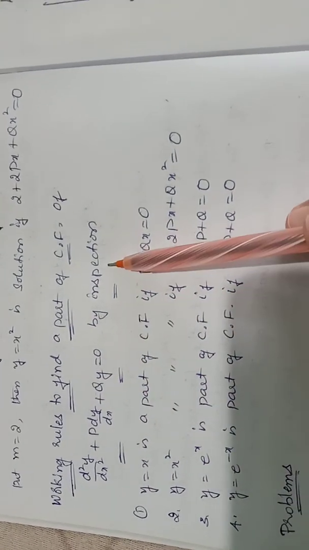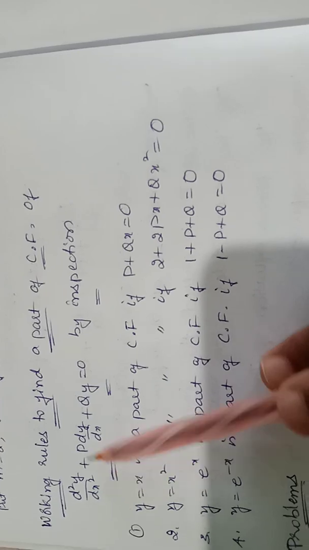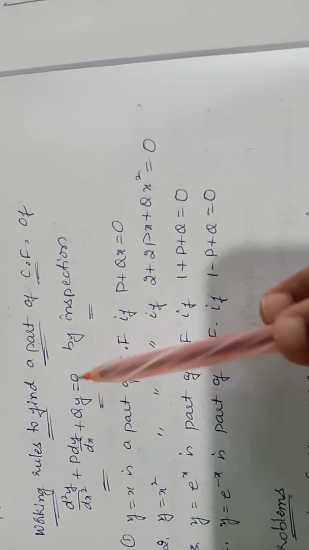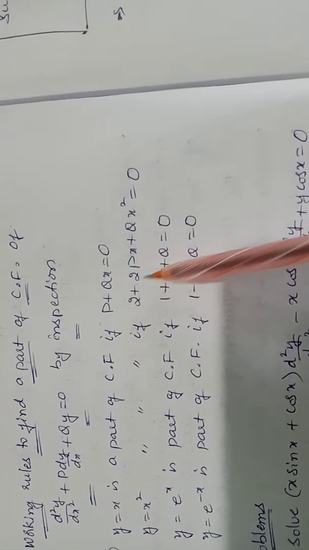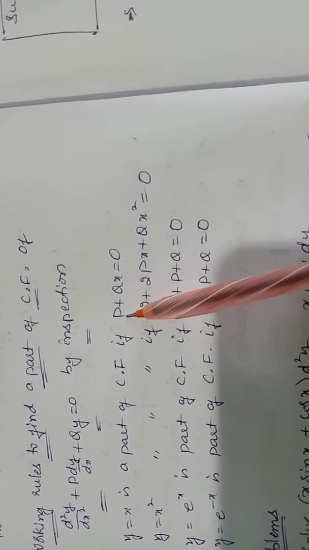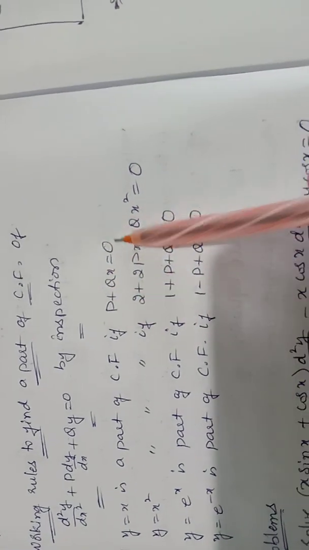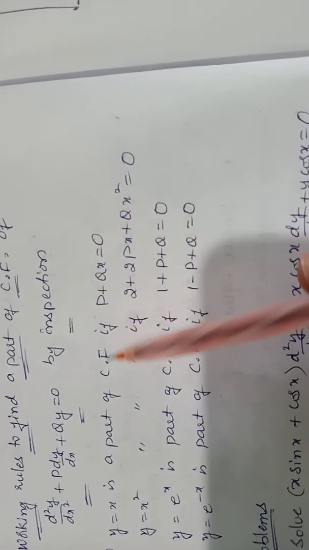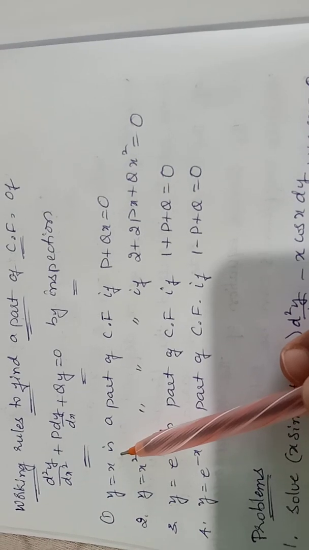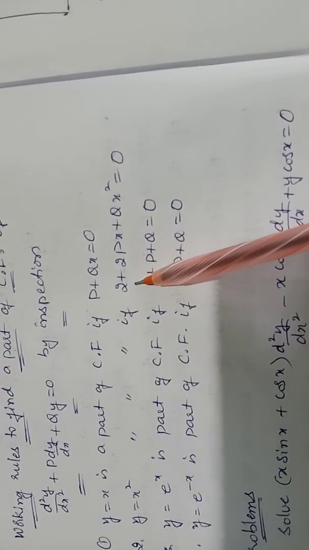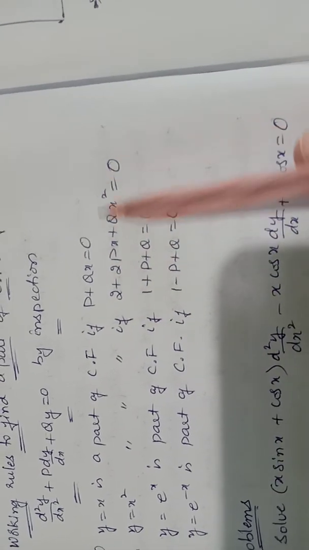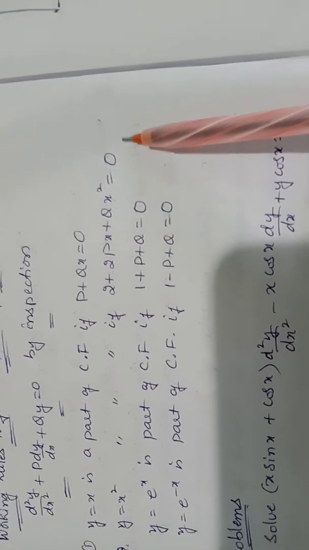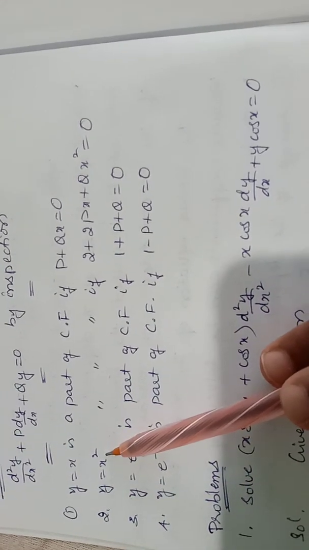So the overall concept is, by the inspection method, for d square y by dx square plus p dy by dx plus q into y equal to 0, by inspection method means we will check these values. Either we will check p plus q x equal to 0. If we get p plus q x equal to 0, then we will take y equal to x as a complementary function. If we get 2 plus 2px plus qx square equal to 0, then we will take y equal to x square as a solution.